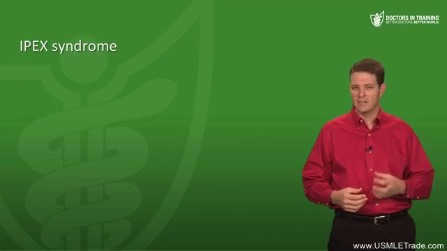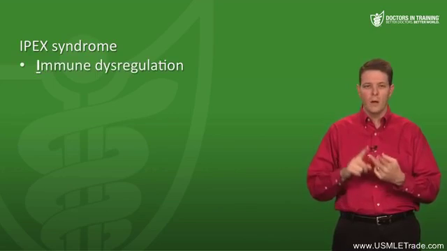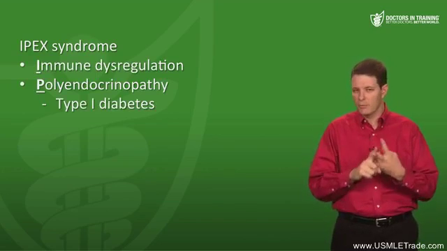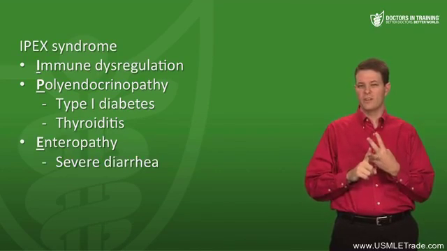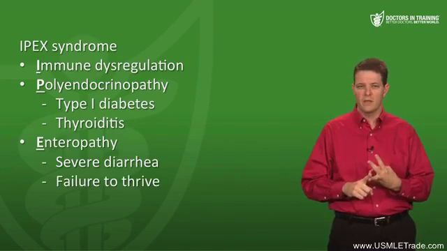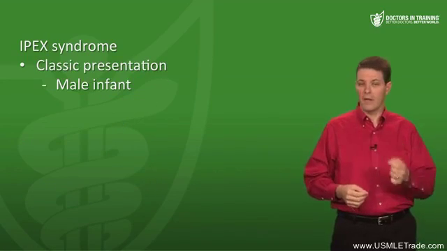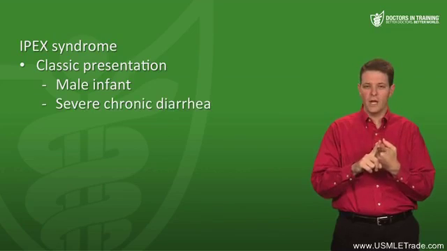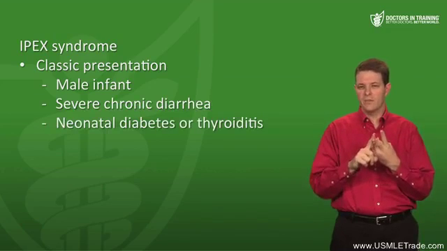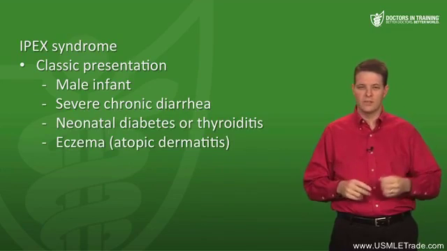IPEX syndrome stands for immune dysregulation, polyendocrinopathy, like type 1 diabetes or thyroiditis, enteropathy, which leads to severe diarrhea and failure to thrive, and then the X is for X-linked. So the classic presentation is a male infant, because it's X-linked, who has severe chronic diarrhea, neonatal diabetes or thyroiditis, and eczema, atopic dermatitis. That's the immune dysregulation. So that's it for the T cells.